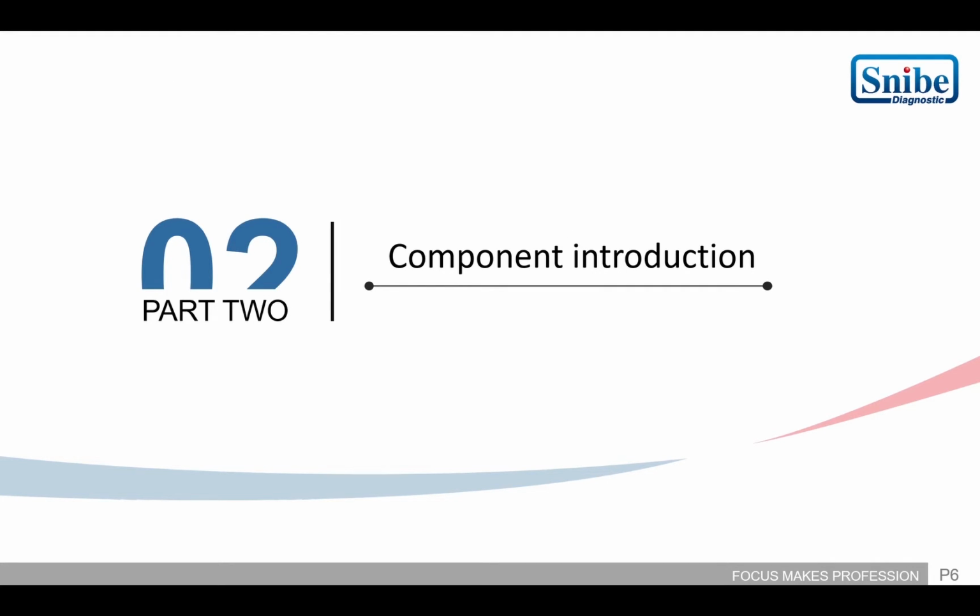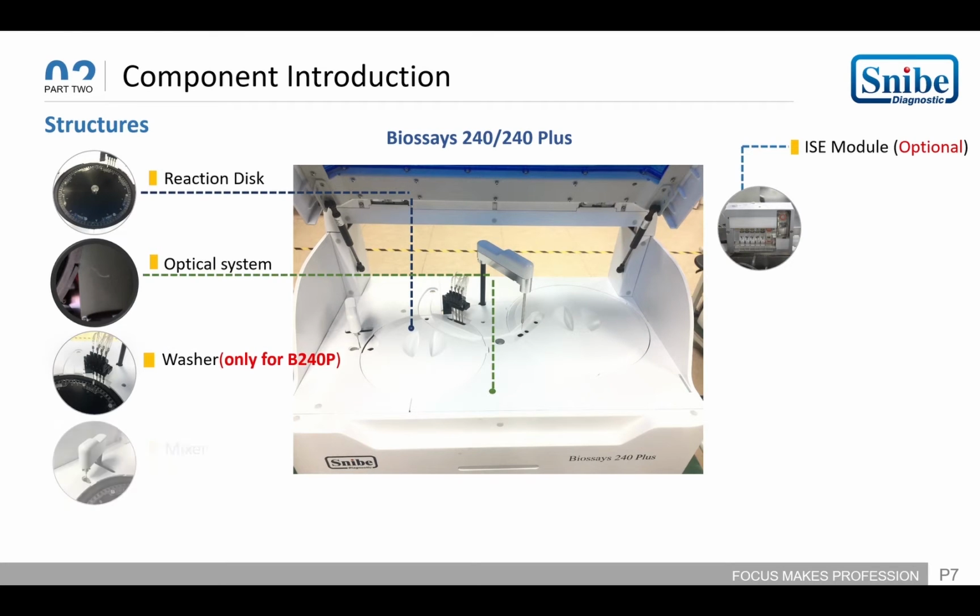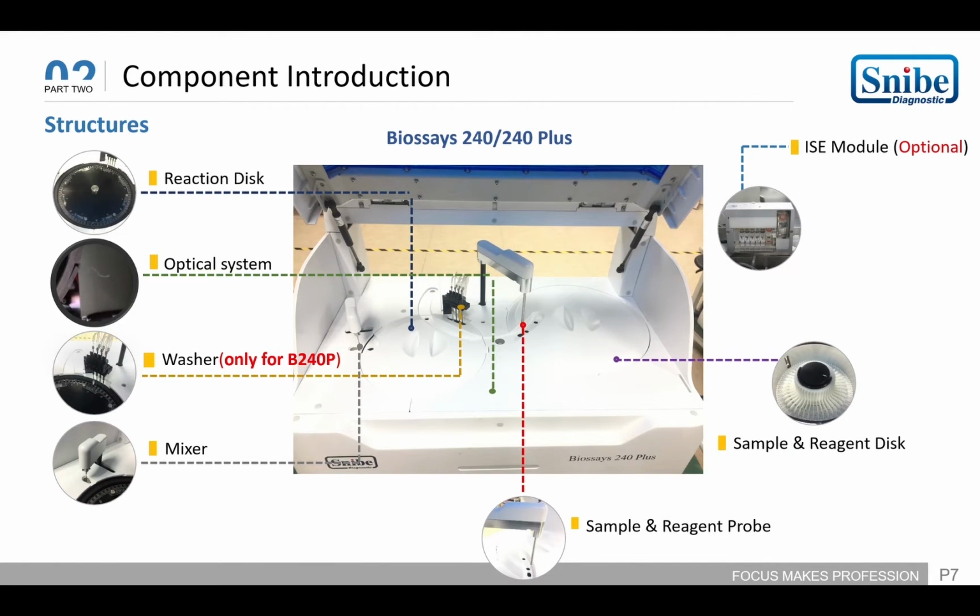For our second part, we will learn the components together. Now, let's go to the picture. As you can see, our machine is very small, so for this picture you have to remember each component's position. First, our reaction disk, and our sample and reagent disk. This is the optical system. This is the washer, but you have to know the washer is only for the 240 Plus.